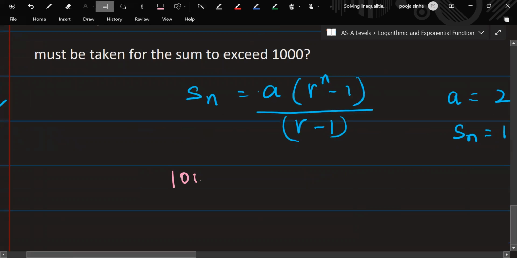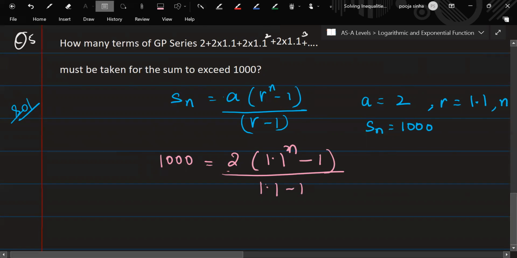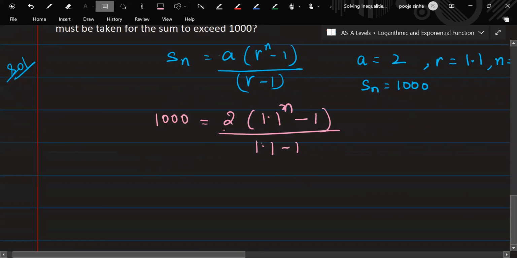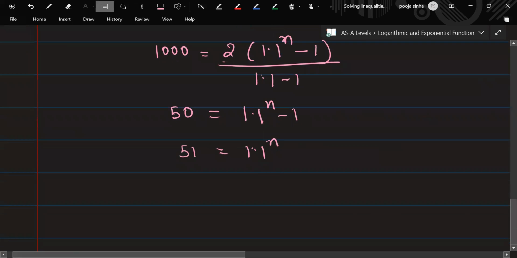So 1000 is equal to 2 into 1.1 raised to power n minus 1 upon 1.1 minus 1. So the 0.1 will go to the other side and become 100. Then divided by 2, and then plus 1. 1.1 raised to power n minus 1 plus 1, so this will become 51. So 102 upon 2. Right. So now you have this.